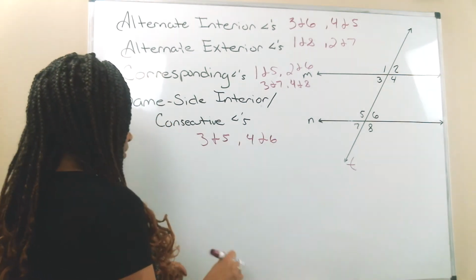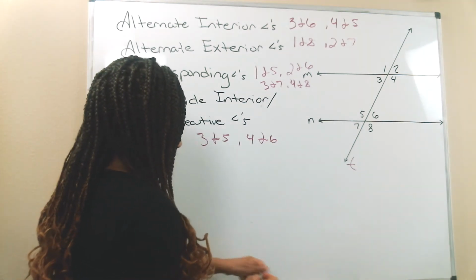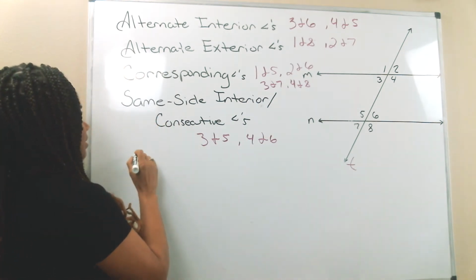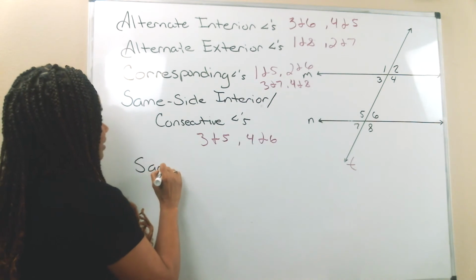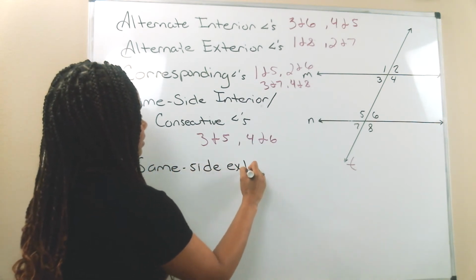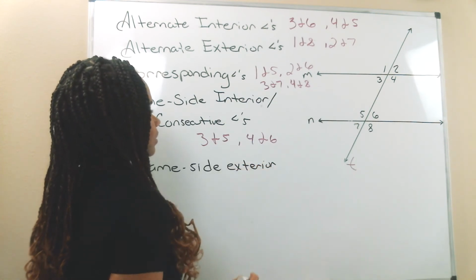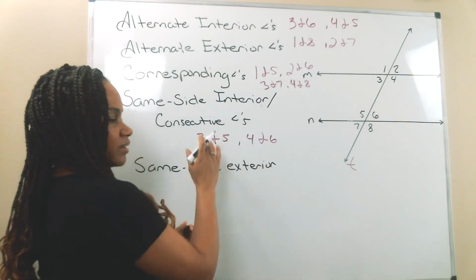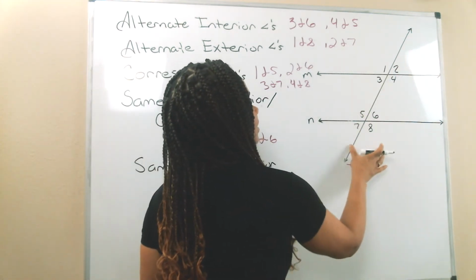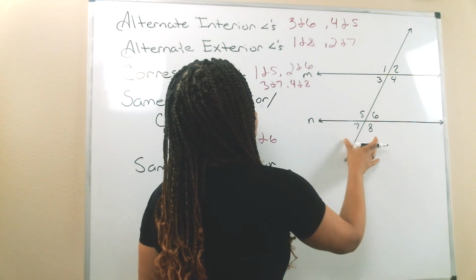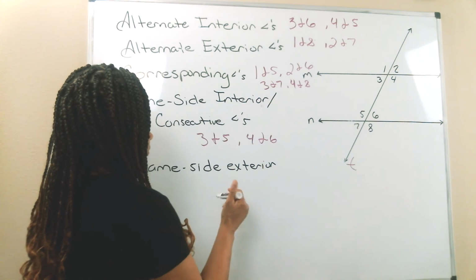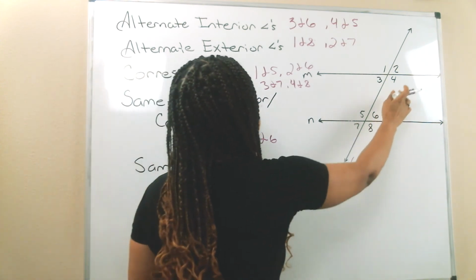And I actually forgot one pair. If you have consecutive interior, you have consecutive exterior. So consecutive or same side, exterior. Okay, so same side or consecutive, exterior. So not the interior, the exterior. It would be on the outside of our lines here. So 1 and 7, and 2 and 8.